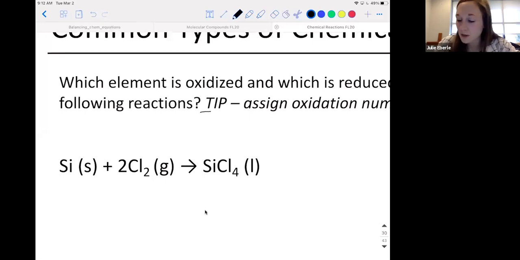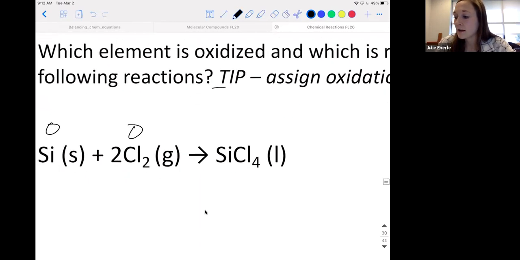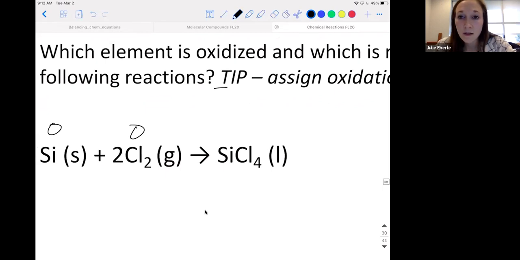Kristen says 0. Brooklyn said both. That's right. So we're going to give 0 and 0. Remember, anything by itself is rule number 1. But on the product side, we've got to give oxidation numbers, and the sum of those have to be 0. So how do we want to assign oxidation numbers here? You need to give the positive oxidation number first and the negative oxidation number second, just like you would in an ionic compound. The cation first, the anion second.